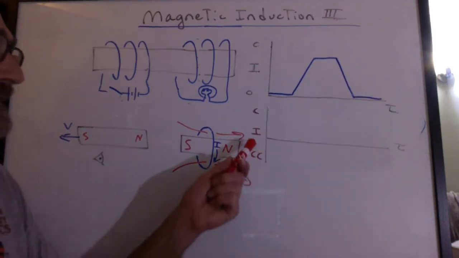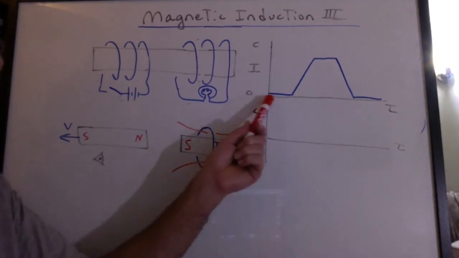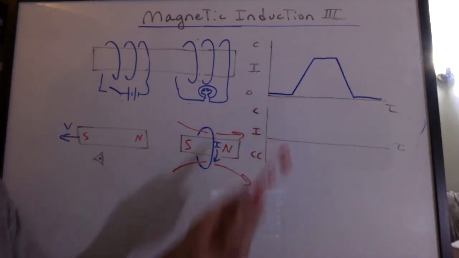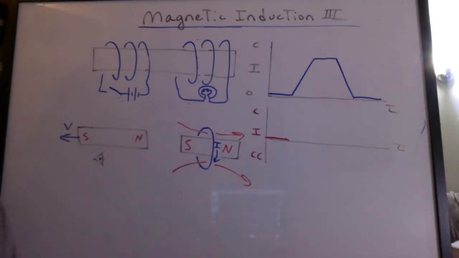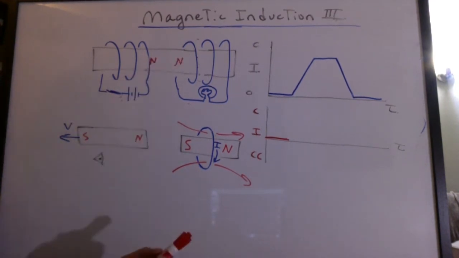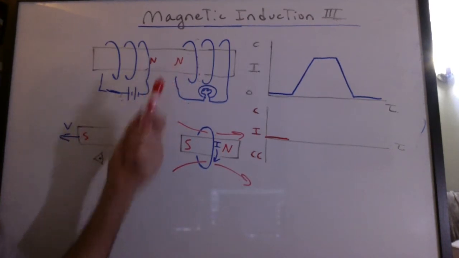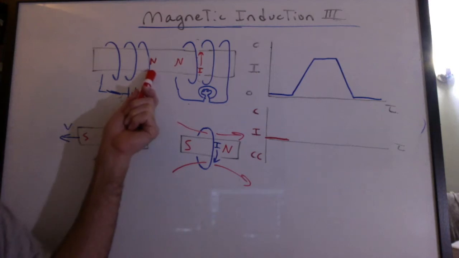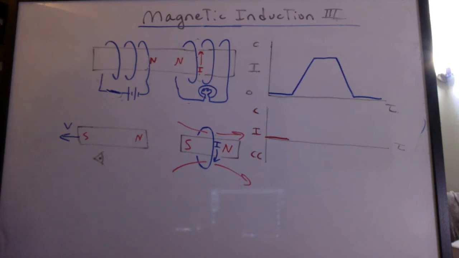Now let's take a look at the current through this loop. When this switch is open and the current is 0, we'll have no current induced in this loop. Now what happens when the switch closes? The current will create a north pole here that's strengthening. This will be opposed by a current to produce a north pole here. So while this north pole is getting stronger, the current in this loop will be induced counterclockwise.